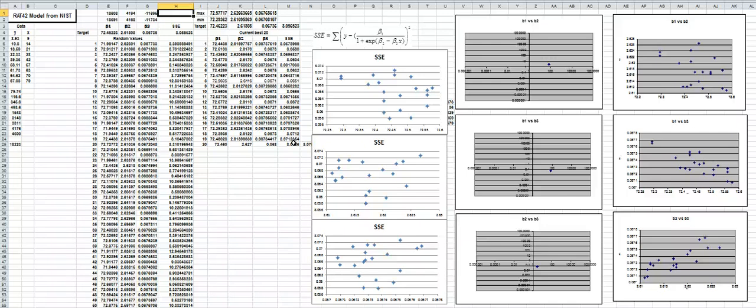If we ran it for another 100 generations, then we would get even better convergence. Anyway, the stochastic funnel algorithm seems to work particularly well on the RAT42 model. That's all.